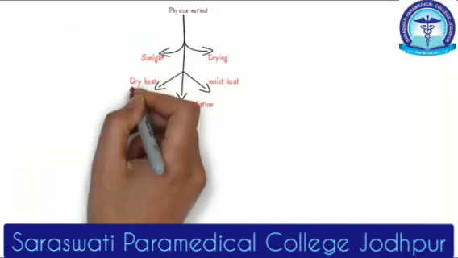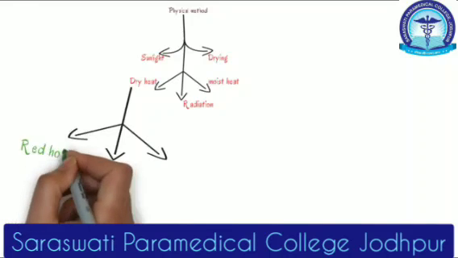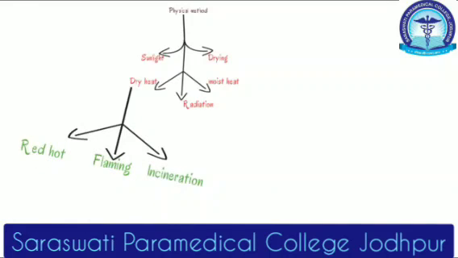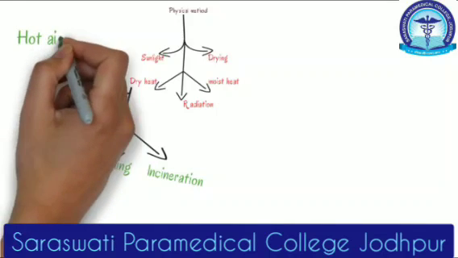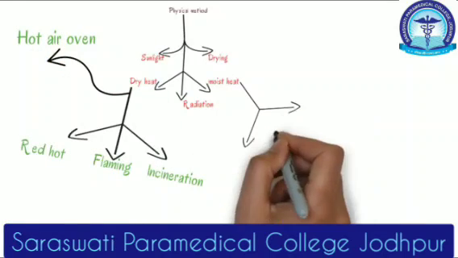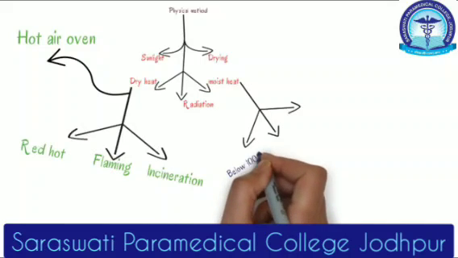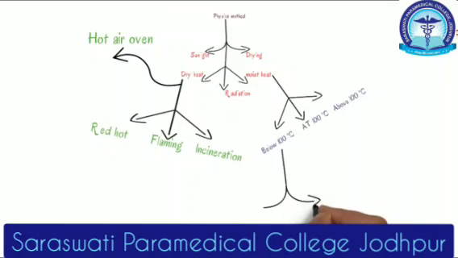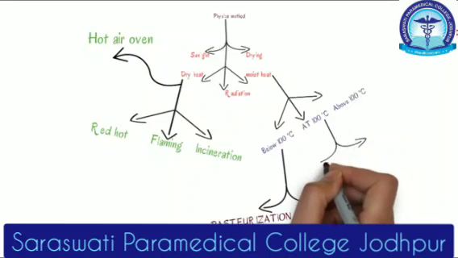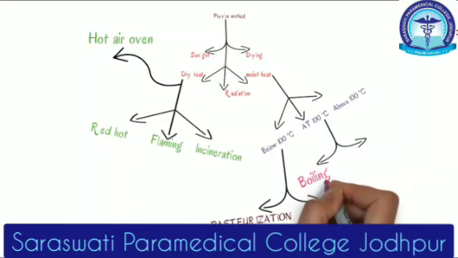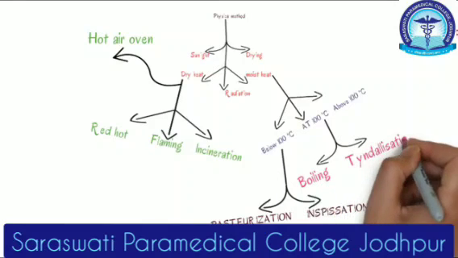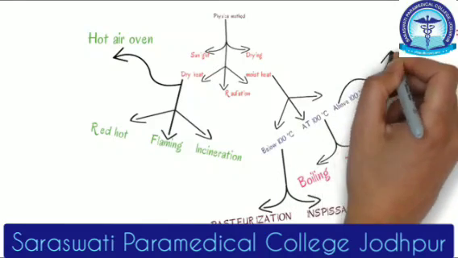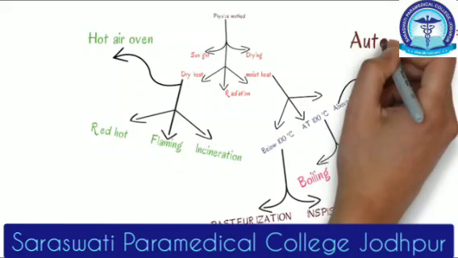Another is radiation. In case of dry heat, we have red heat or red hot flaming, and incineration. Another important and best thing in dry heat is the hot air oven. In case of moist heat, we divide it into below 100, at 100, or above 100 degrees Celsius. Below 100 we have two terms, pasteurization and inspissation. Please note down this flow chart. It is very important from the exam point of view. At 100 we have boiling or tyndallization, and above 100 degrees Celsius, the most important in case of moist heat is the autoclave. Please remember this whole thing.